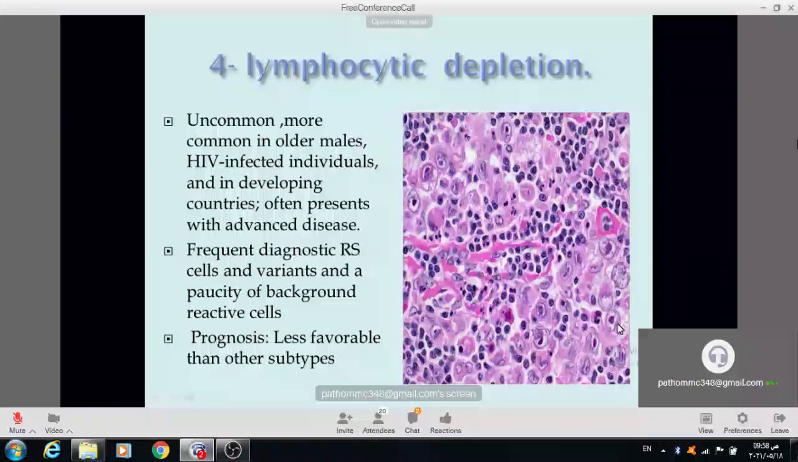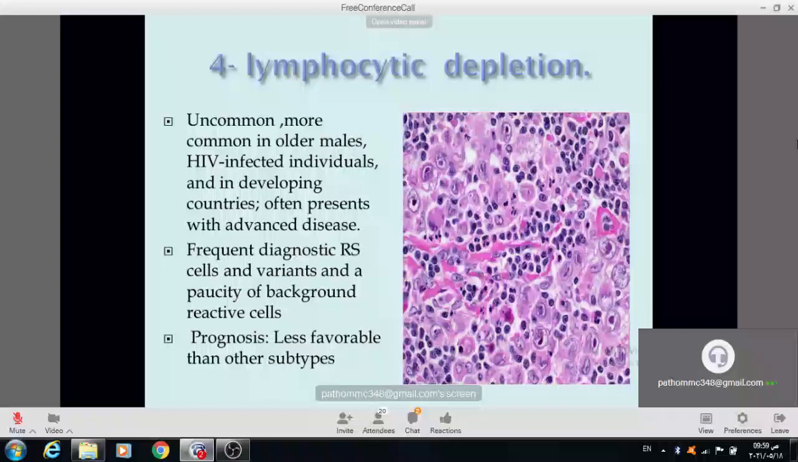You can see here we have many mononuclear variants. All these are mononuclear variants of RSL. Here it could be the classical variant of RS. We also call them lymphocyte depletion because the amount of inflammatory cells or lymphocytes is very little, while the RSL, the diagnostic and the variants of RSL, are common, and they are the abundant type of cells. Here the prognosis is less favorable than other subtypes. It is about the worst prognosis in Hodgkin lymphoma, with lymphocyte depletion subtype usually seen in elderly and HIV positive patients, and in developing countries, at an advanced stage of disease.